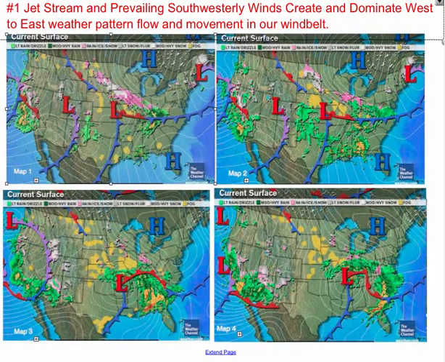The jet stream and prevailing southwesterly winds, that's our wind belt, create and dominate the west to east weather pattern, flow, and movement. Most of the time, material is going from the west to the east. In all of these maps, you'll see the same map in every slide. Each one of these, map 1, map 2, map 3, and map 4, are basically 12 hours apart on some crazy daily weather. So remember, most of the time, weather is going to move from the west to the east.